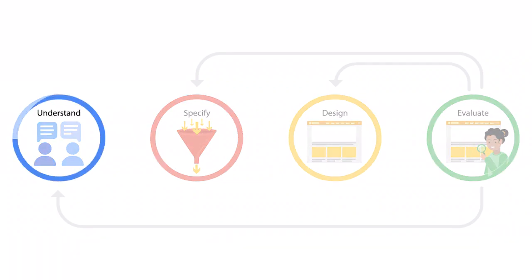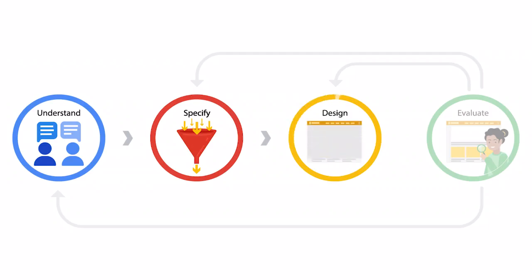First, understand how the user experiences the product or similar products. Really understanding the end user requires a lot of research, and we'll talk more about this later. Next, specify the end user's needs. Based on your research, you'll narrow down which end user problem is the most important to solve.